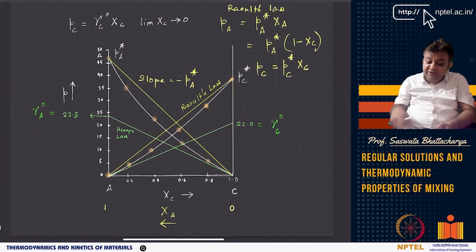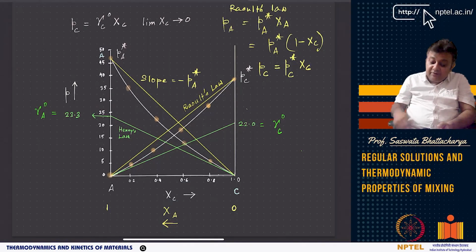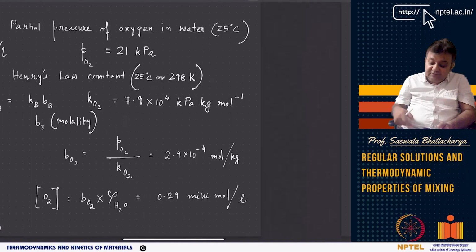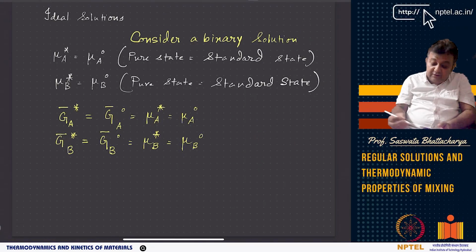This is the partial pressure form of Raoult's law, but Raoult's law can also be expressed in terms of activity, and we already know the way it is done. We write the activity of a component as gamma A XA, where gamma A is the activity coefficient. If gamma A equals 1, then this is nothing but Raoult's law for component A. So for ideal solutions, gamma A should be equal to 1.